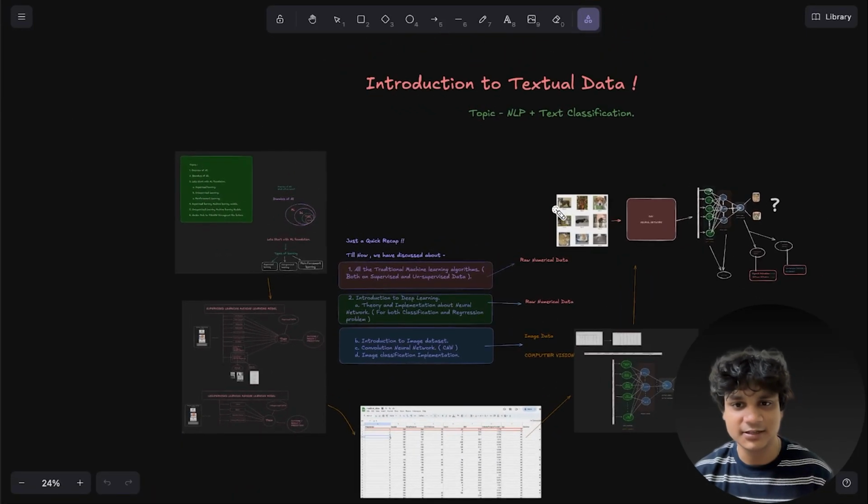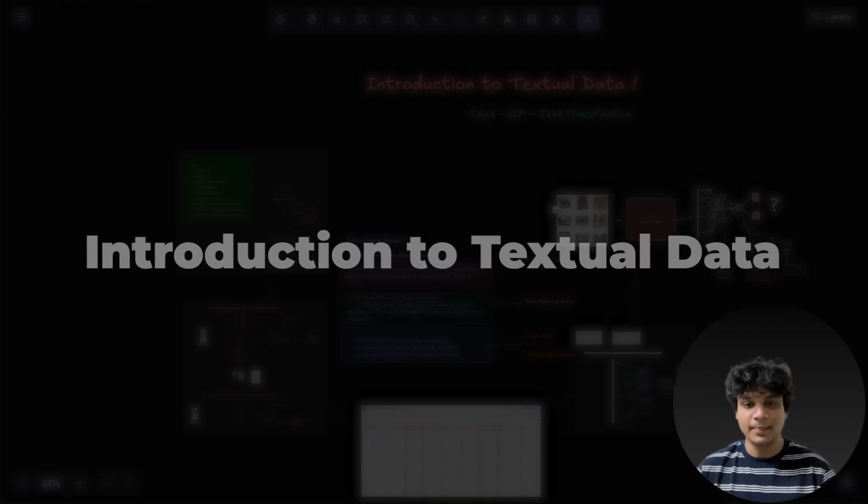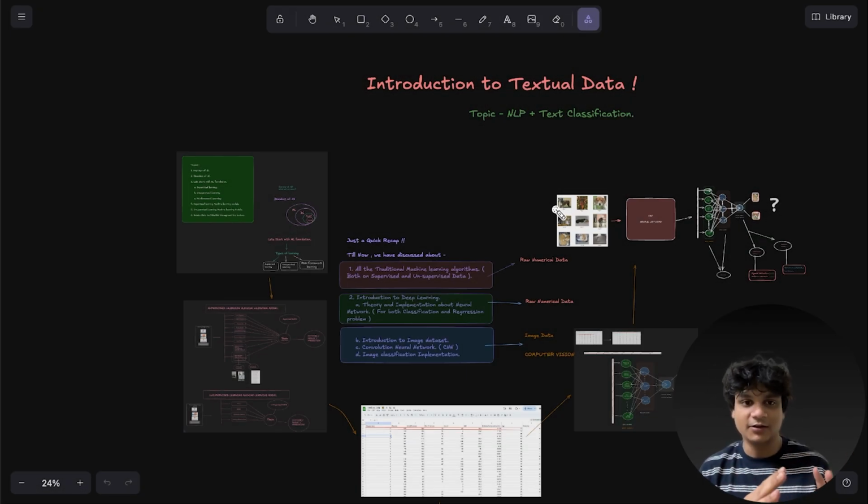So today we are supposed to see a very different thing, which is an introduction to textual data. And don't worry, we are going to follow the same thing, but let me tell you that this is also really important. So let me give you a little recap of what we have done previously and how all these things are related.